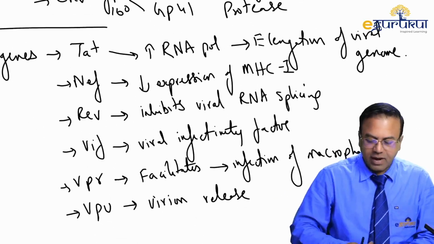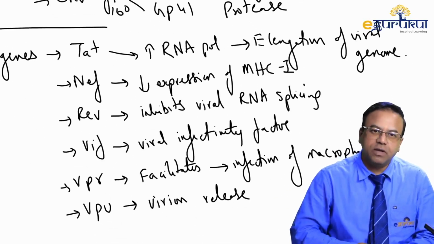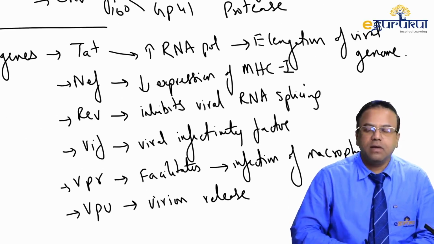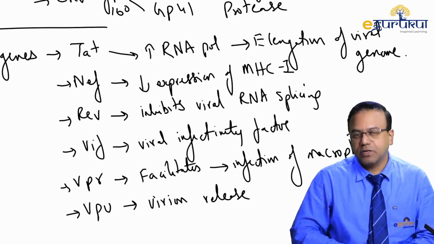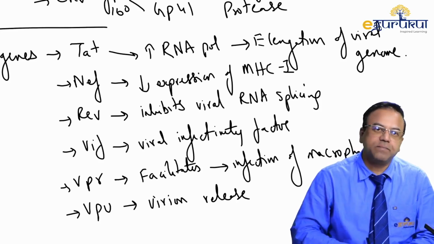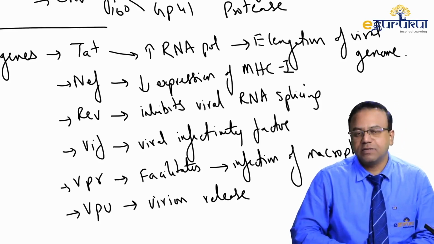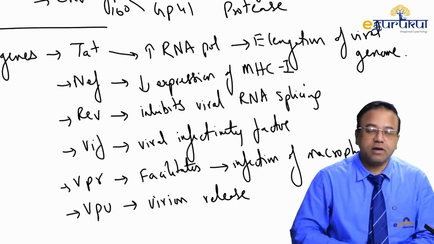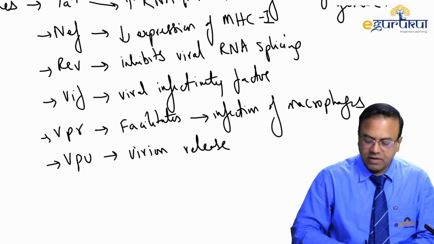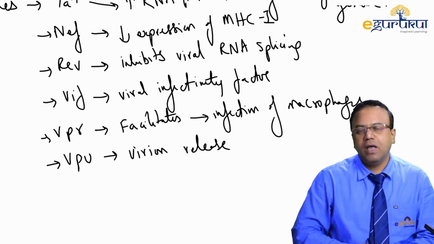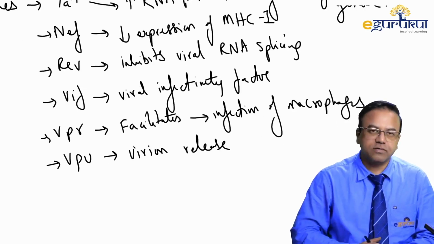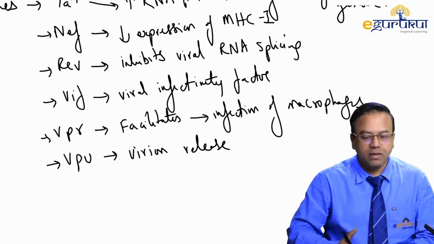The regulatory genes are the TAT, which helps in elongation of the viral genome; NEF, which decreases MHC class 1 expression so that it can evade the cytotoxic T cells; REV inhibits the viral RNA splicing. VIF is viral infectivity factor, which increases the infectivity of the virus. VPR facilitates infection of macrophages, and VPU helps the virion to be released from the cell so that more progeny viruses can be released easily.